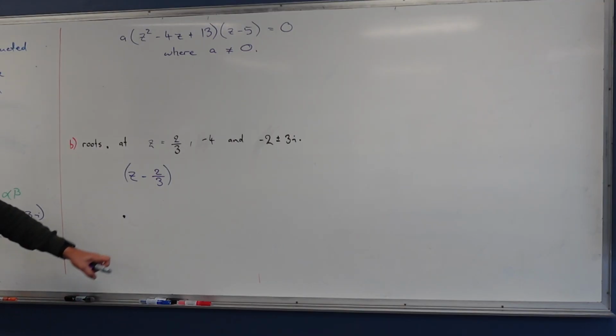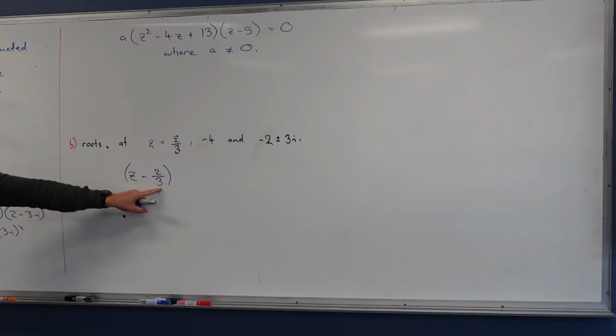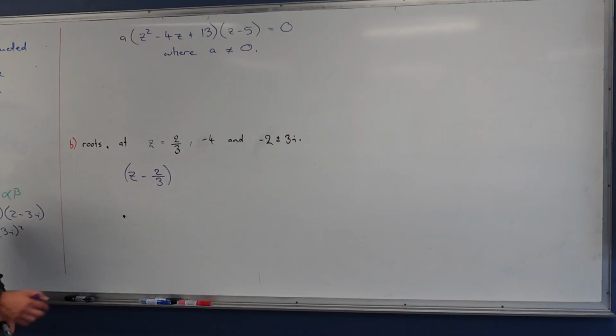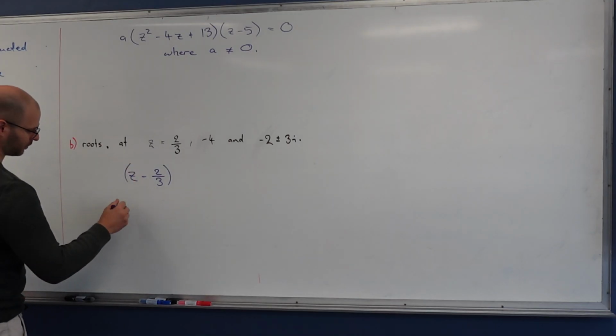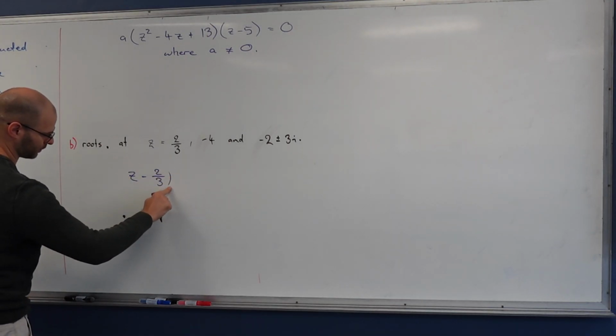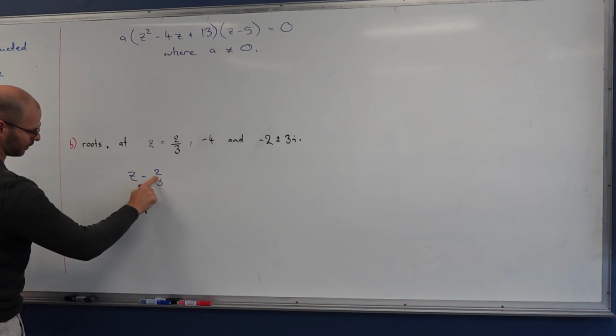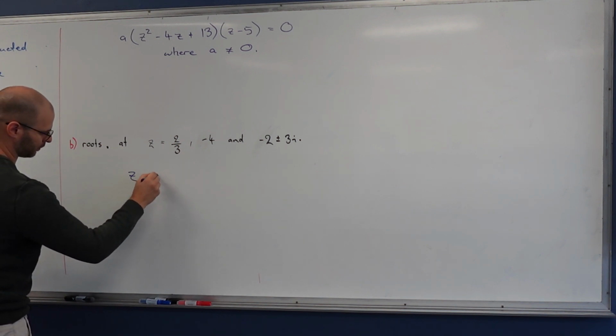Z take 2 on 3. What could we factorize out of here? 3. Yeah, we factorize out a third. What would I multiply this by to get rid of its denominator? 3. We multiply it by 3. So let's multiply this by 3. It's going to be 3Z take 2.